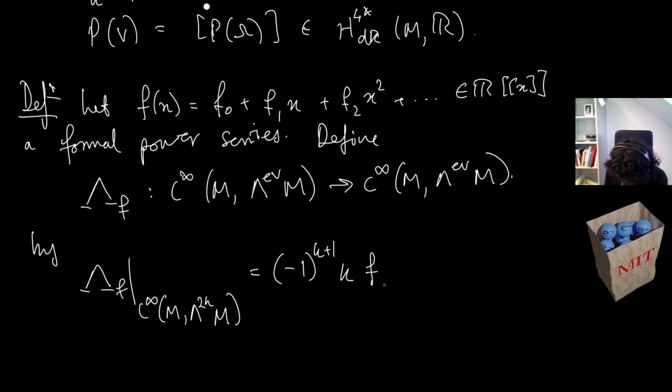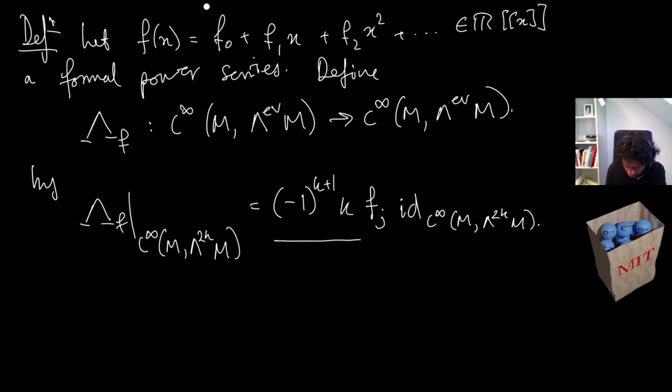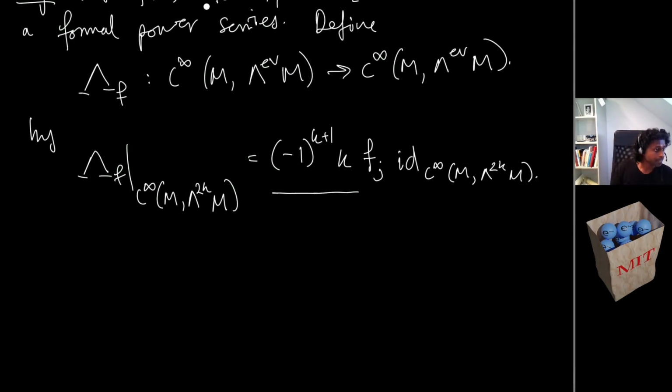f j id on 2k forms. I might have gotten this a little wrong. I'm sorry, these exact exponents I have to really check. I think it's correct, but anyway, it's not so important. I'll have these corrected in the lecture notes. Okay.